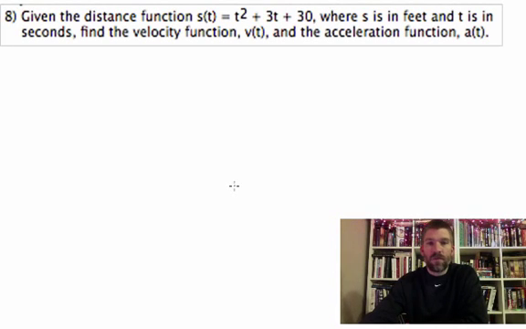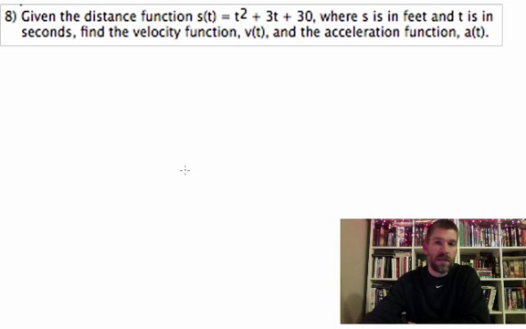All right, given a distance function, s of t, which is distance or position, a lot of times it's a position function, is equal to t squared plus 3t plus 30. s is in feet, t is in seconds. Find the velocity function and the acceleration function.